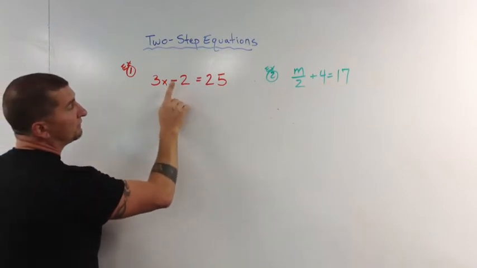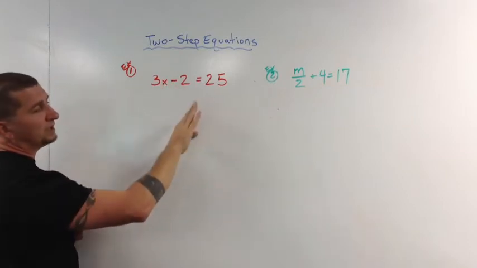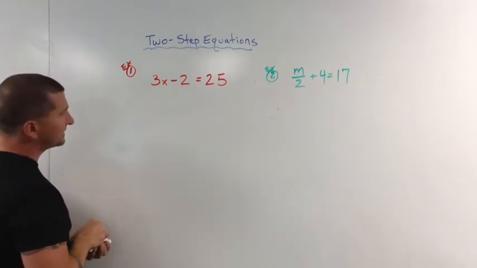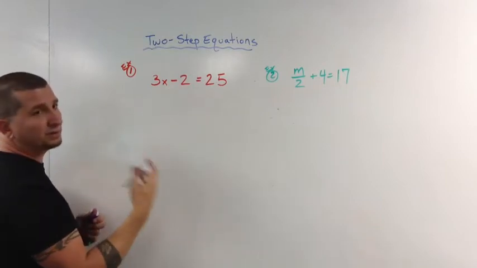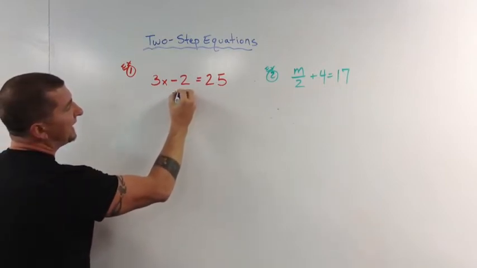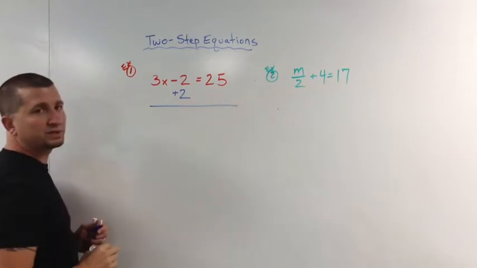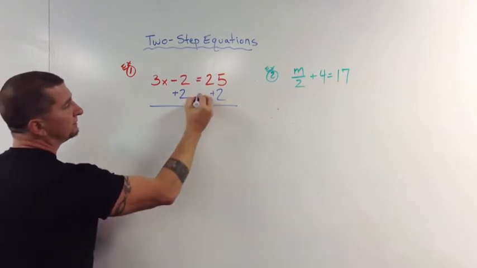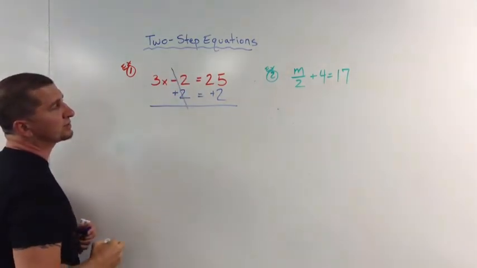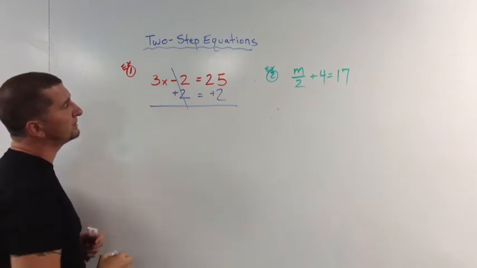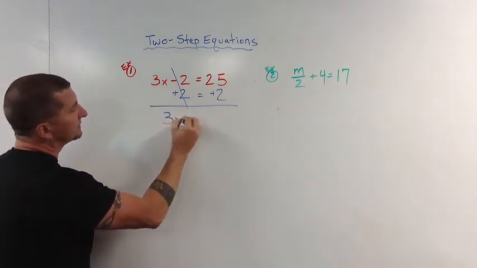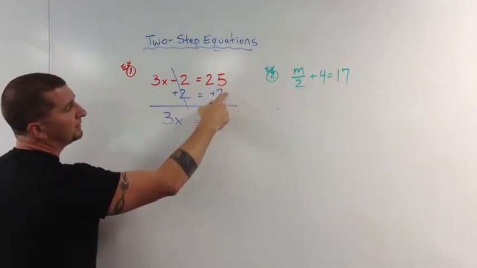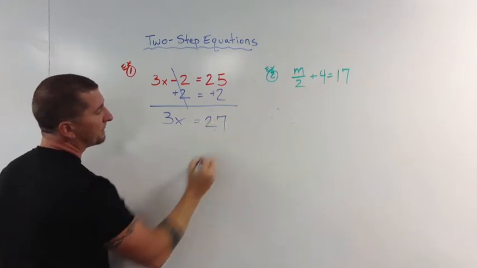Now, the first thing we need to do is always get rid of or eliminate what's being added or subtracted to the variable. So in this case, this minus 2 we need to eliminate. And we do that by adding its opposite, which is positive 2. We have to do that to both sides of the equation. We can put a slash through the negative 2 and the positive 2, and we're left with 3x on this side of the equation. And on the right side, we now have 25 plus 2, which is 27.